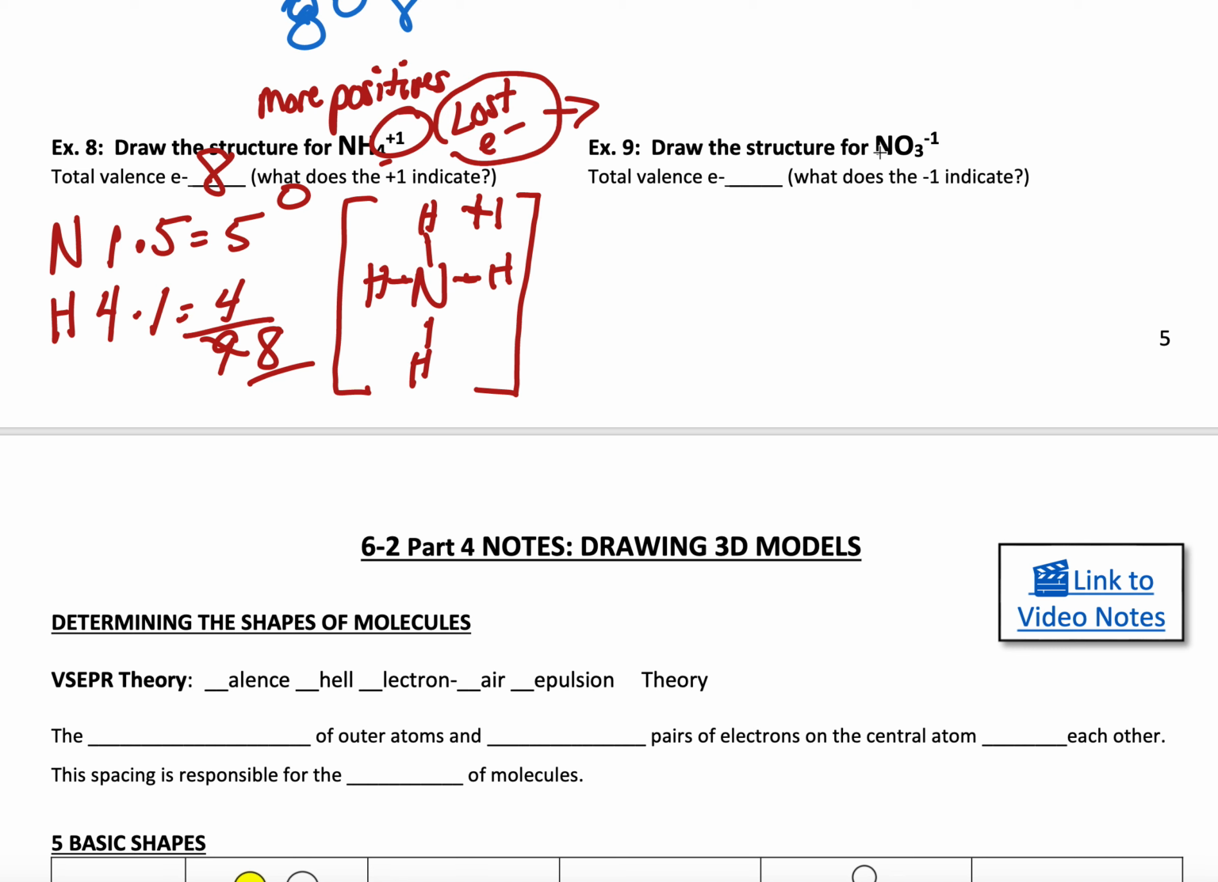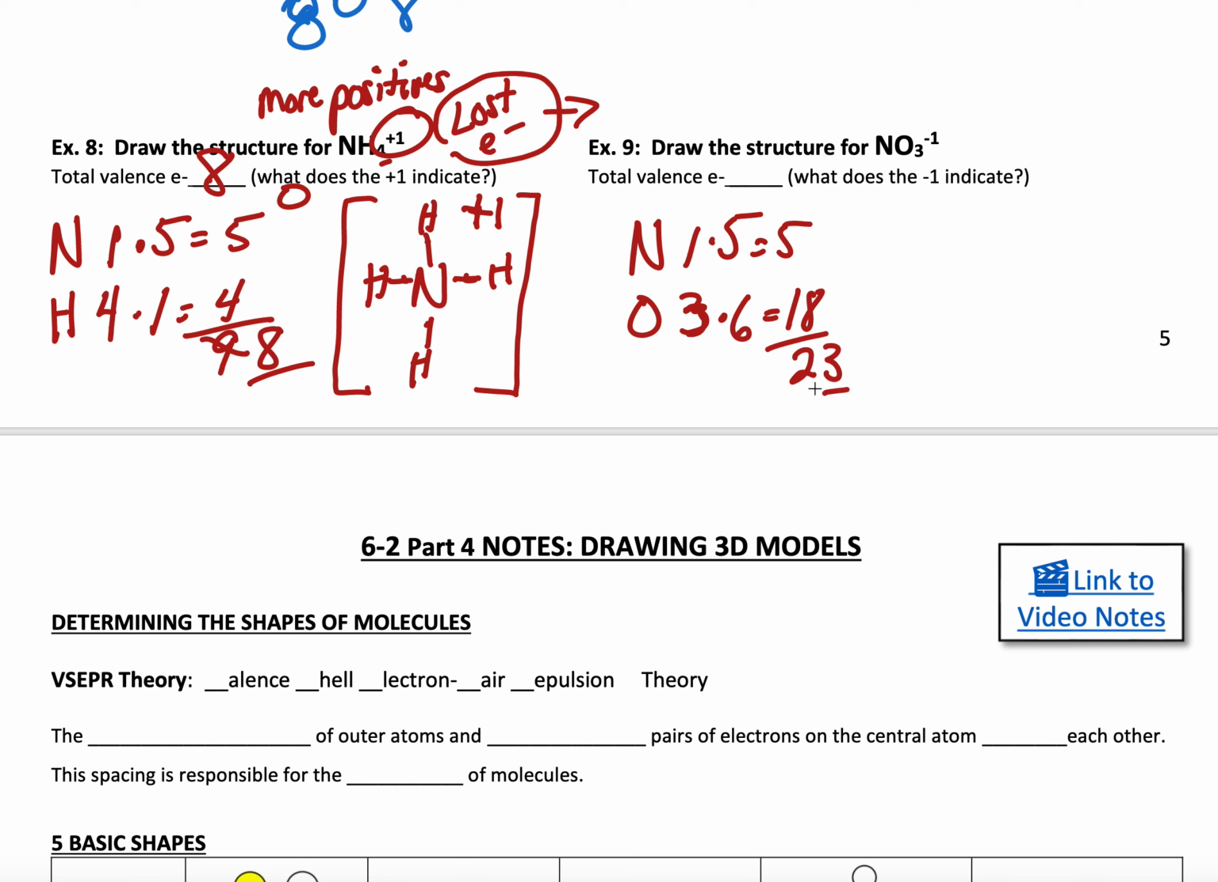All right, next one. We've got N and O. There's 1 N and 3 O's. The N has 5 valence electrons. 1 times 5 is 5. The oxygen, there's 3 of them, and oxygen's in group 16, so it's got 6 valence electrons. 3 times 6 is 18. If you add them up, 18 plus the 5, you get 23.